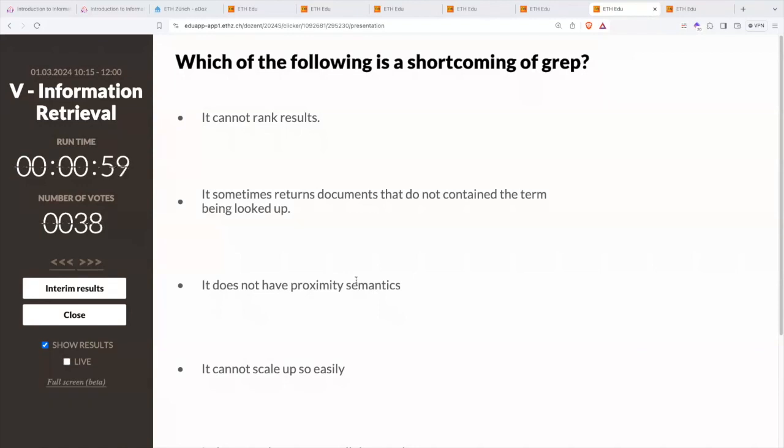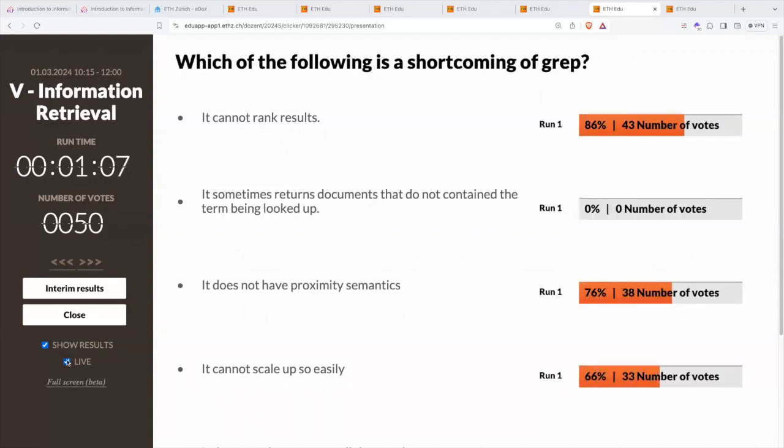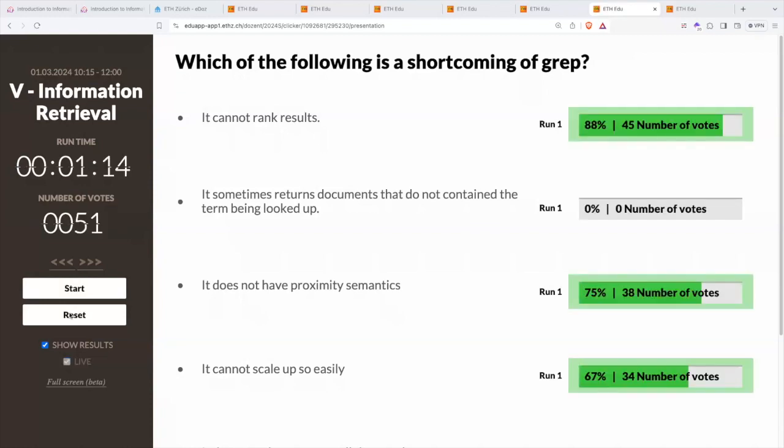Let's look at what you say. So you all agree on the first, third, and fourth answer. And the reason you disagree with the second one is probably not just because of the typo. It's actually not true. It's really a question we will see later about false positives. But with grep, there are no false positives. It just looks at the lines and either it contains the word or it doesn't. So indeed, that cannot happen.